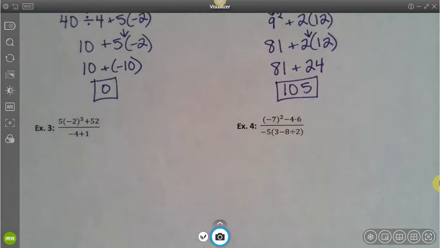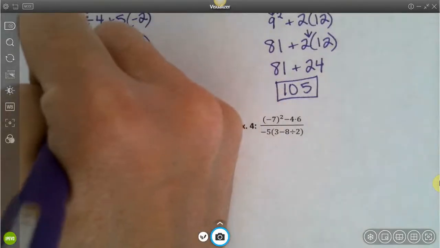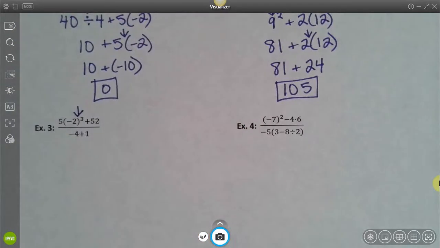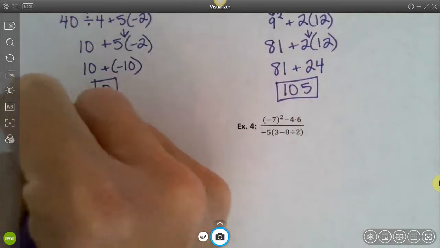In both example 3 and example 4, I see my fraction bar that I talked about as one of my grouping symbols. So what that means is I want to simplify the top part into a single number, simplify the bottom part into a single number, and then in the final step, I will either divide or reduce. So for example 3, the first thing that I want to take care of in the top part of the fraction is my exponent. So negative 2 cubed, negative 2 times negative 2 times negative 2 would give me a negative 8.